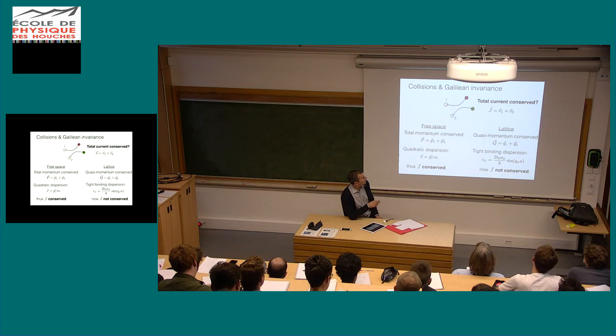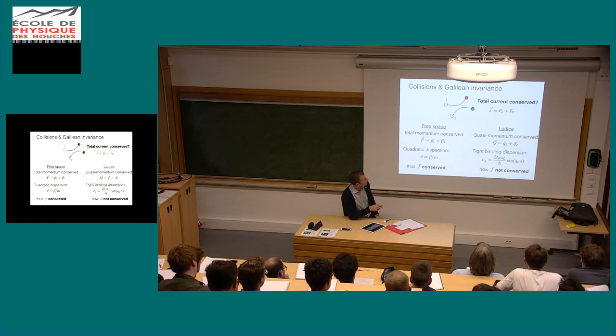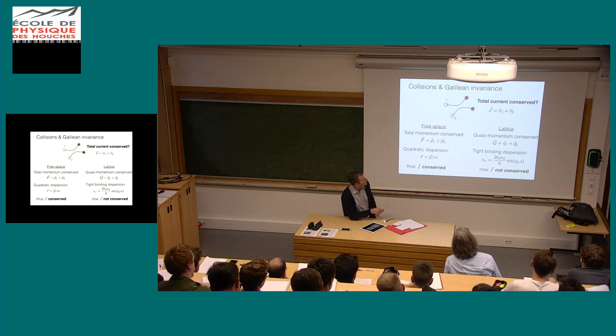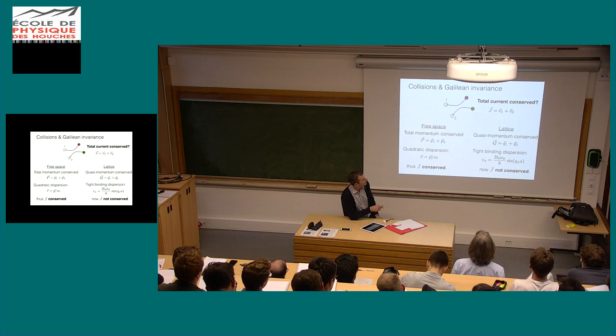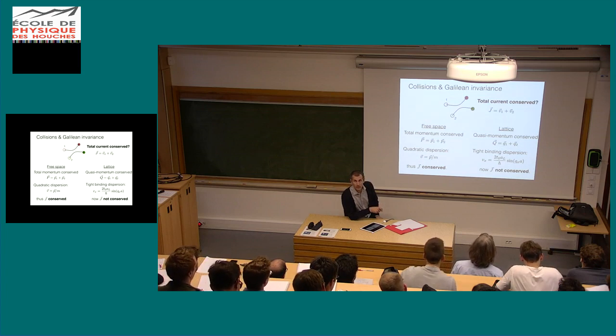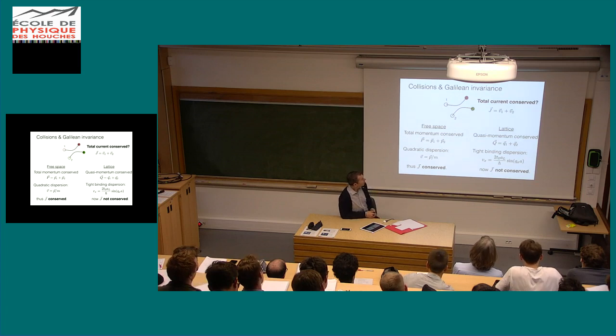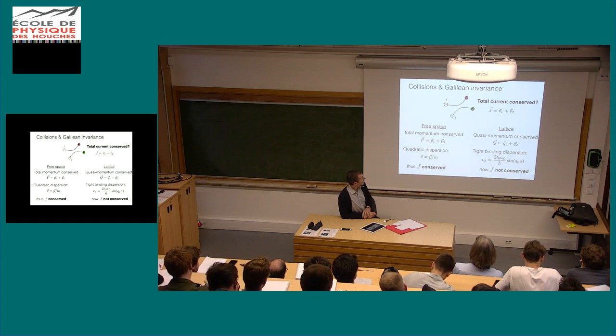But in a lattice, it's different. So even if quasi-momentum is conserved, the current is not conserved, because now the velocity is not just linearly proportional to quasi-momentum, it's the sine of the quasi-momentum. So this nonlinear relationship here means I can conserve this thing and not necessarily conserve the sums of the sines of the individual quasi-momenta. Worse than that, actually, quasi-momentum is not necessarily conserved, as we talked about, was it this morning? I think so. And so we'll come back to that.